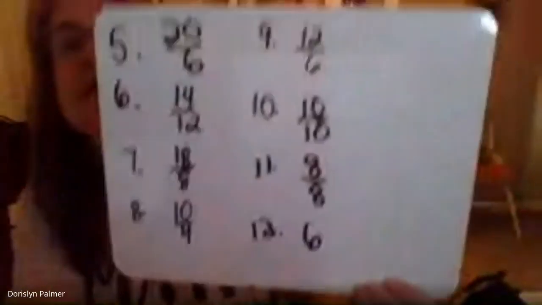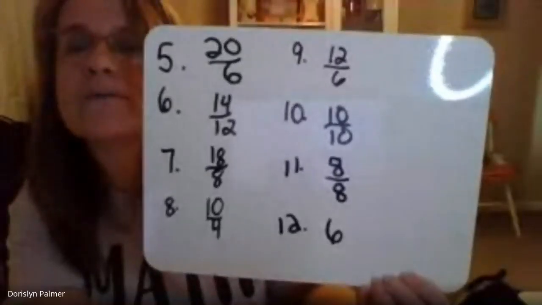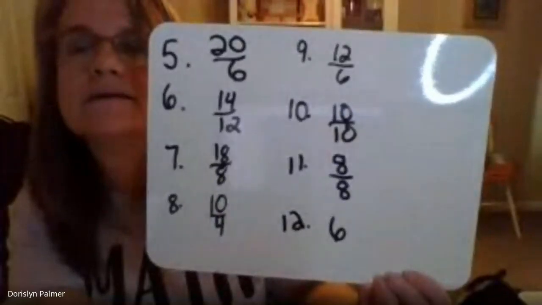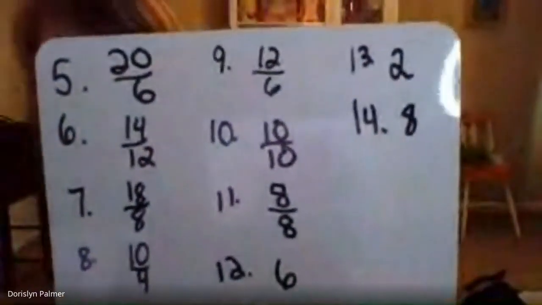6. Correct. Good job. 1. Number 13, Connor. 2. Correct. Number 14, David C. 8. Good job, guys. Right. That's it. Very good.